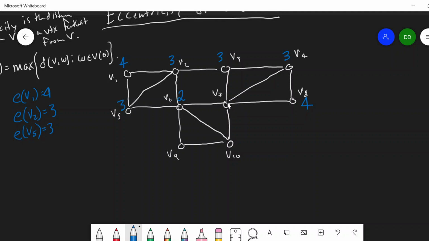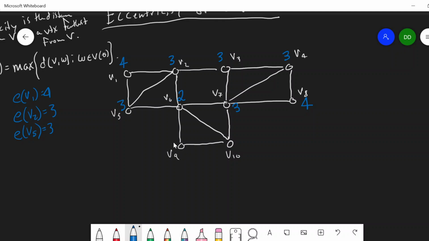For V7, let's see. 1, 2, 3. Can I do better than 3 to get to V1? 1, 2, 3. 1, 2, 3. So the distance from V7 to V1 is 3. I don't see any that are of distance 4 from V7. So this is 3.